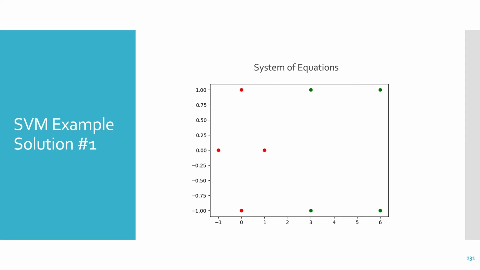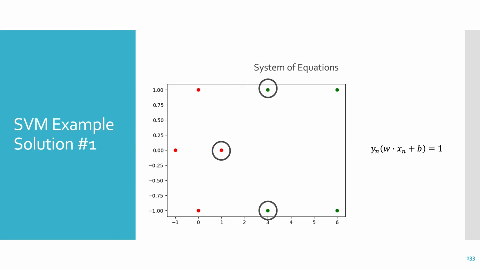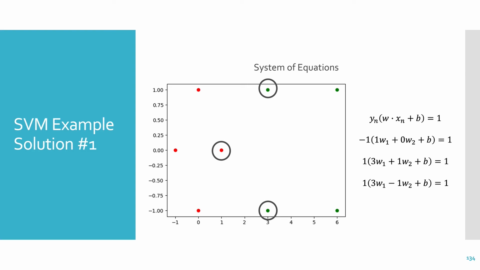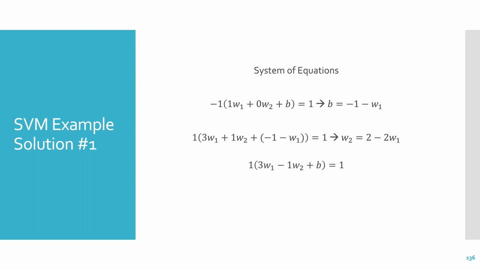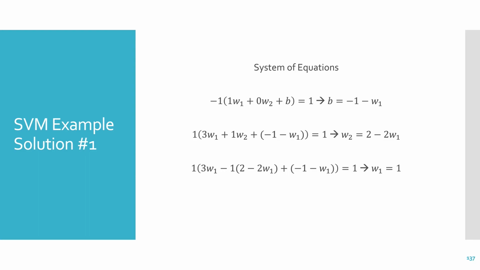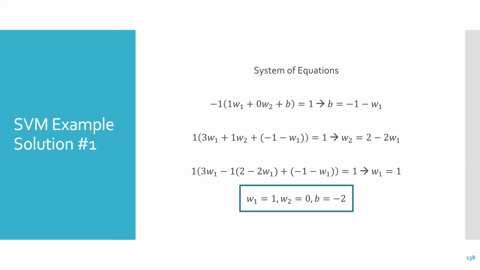I can find my support vectors, which in this case will be (1, 0), (3, 1), and (3, -1). From the SVM formulation, we know that yn times (w dot xn plus b) equals 1 when xn is a support vector. So that gives us the three following equations. We can take the first equation and simplify. We can take the first equation and plug it into the second equation. And then we can take the first two equations and plug them into the third equation. Solving for the variables, we get W1 equals 1, W2 equals 0, and B equals negative 2.